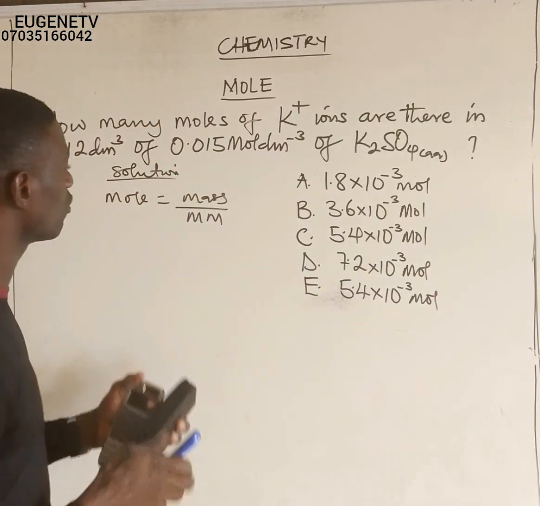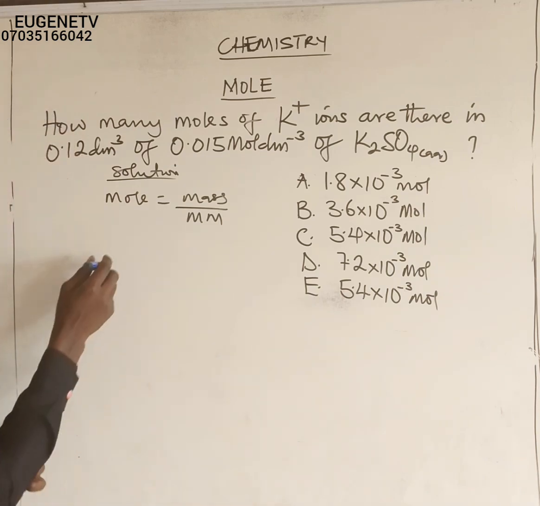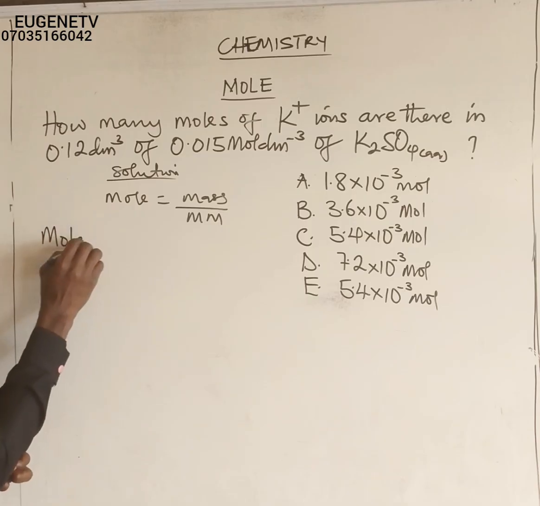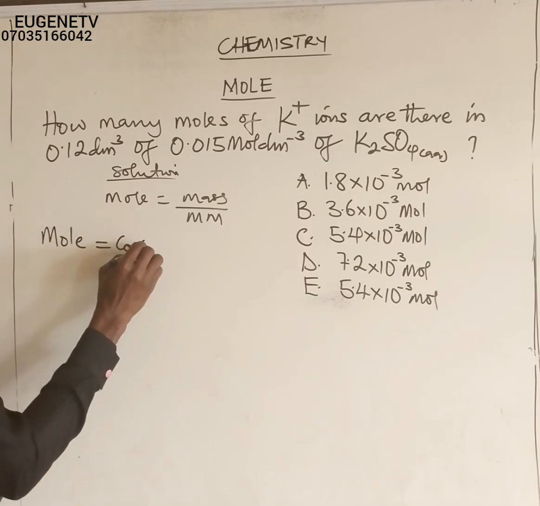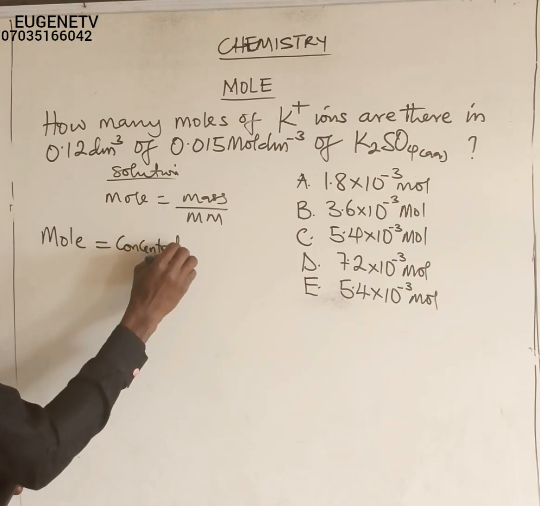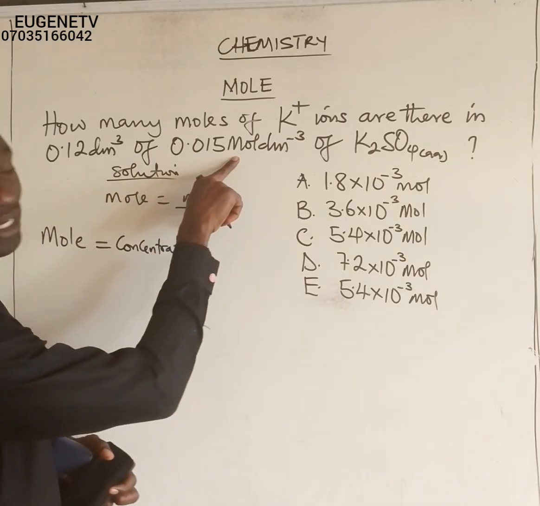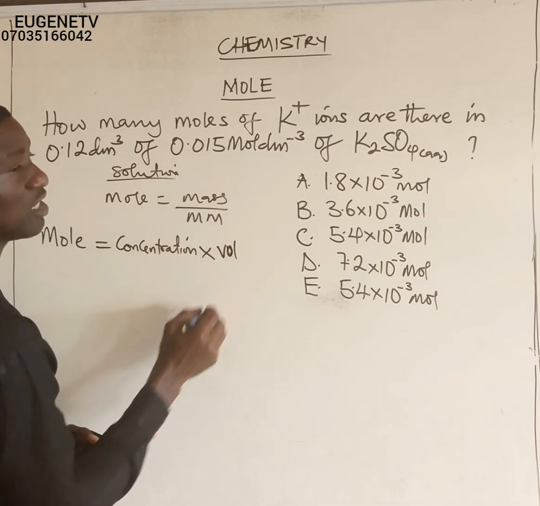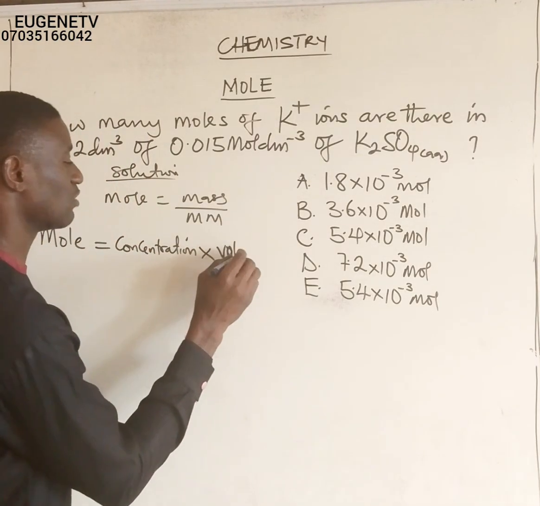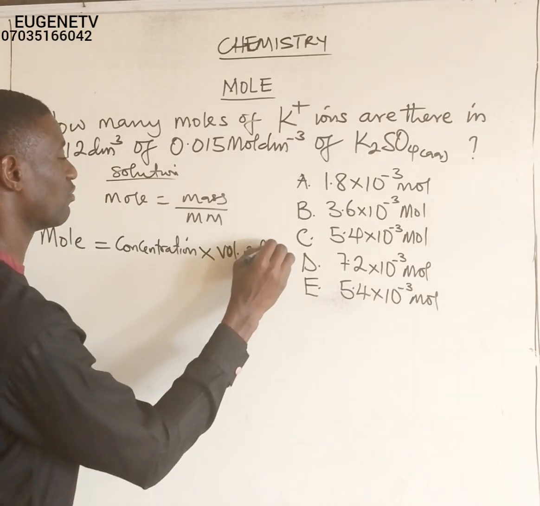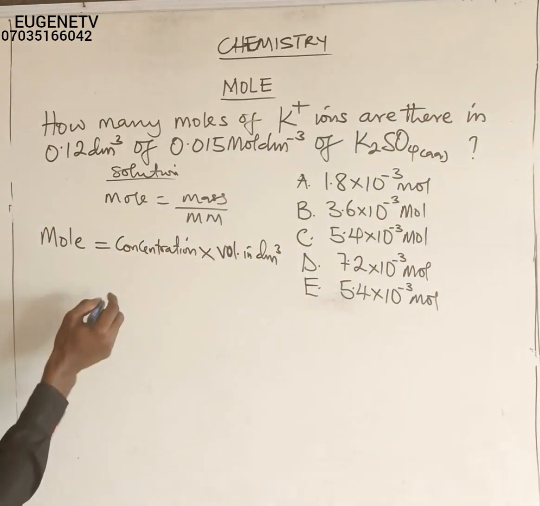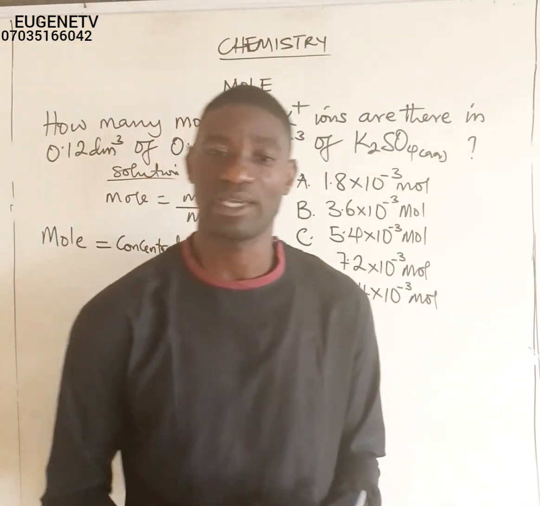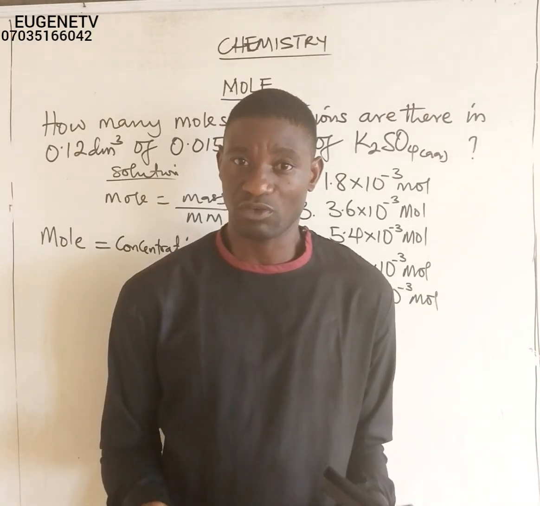Another formula we can use to find mole is this. Mole is equal to concentration, which is usually given in mole per dm³, times volume in dm³. If you don't want to say it that way, you can say that mole is equal to concentration times volume all over 1000. Because whenever you have volume in cm³ and you divide it by 1000, you have changed your volume from cm³ to dm³.